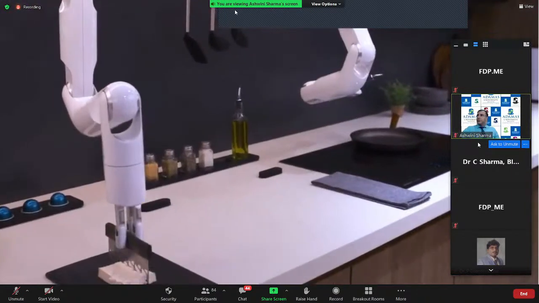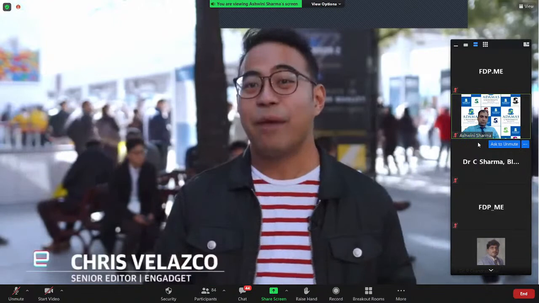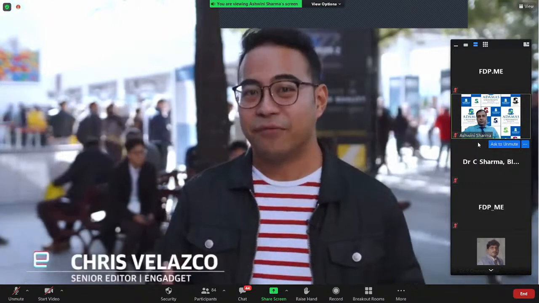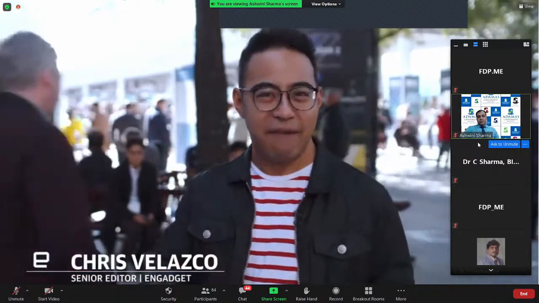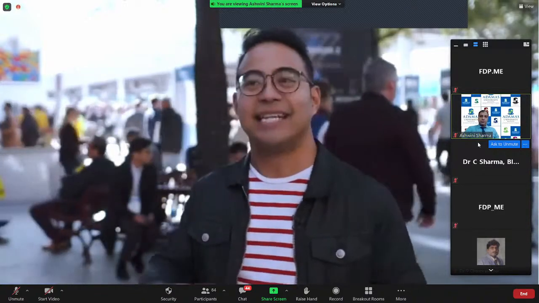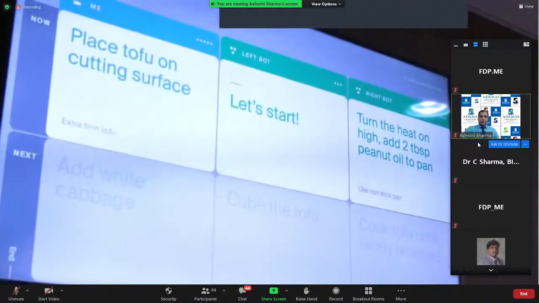Now, Bot Chef is what Samsung likes to call a cobot, or a collaborative robot. That means it's not meant to do everything for you in the kitchen. It's not going to saute stuff and prep everything. It's meant to be worked alongside with.